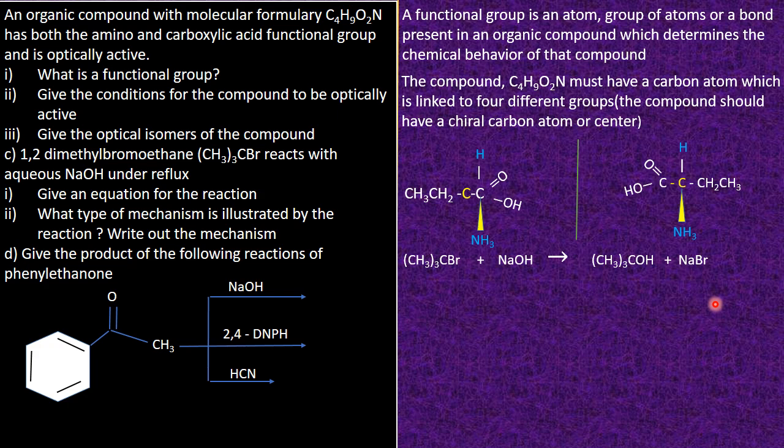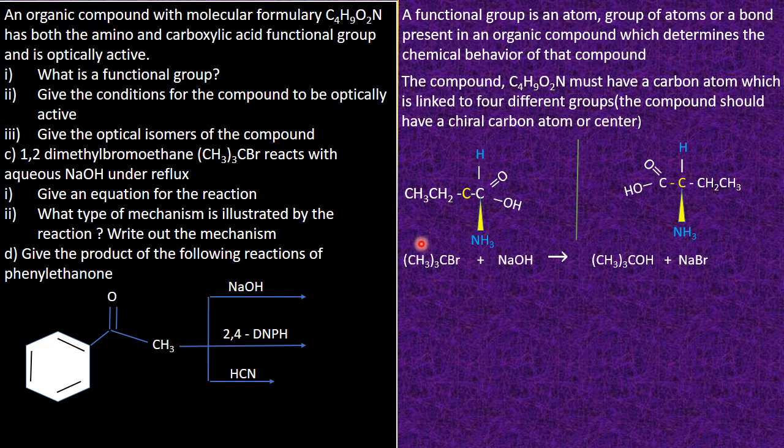Then friends, the next part is saying that we should give an equation for the reaction that has already been given. Then they said write out the mechanism. They're asking us the kind of mechanism illustrated by this compound. Friends, as we all know, since this halogenoalkane is going to undergo the SN1 mechanism. Okay, it's the SN1 mechanism.